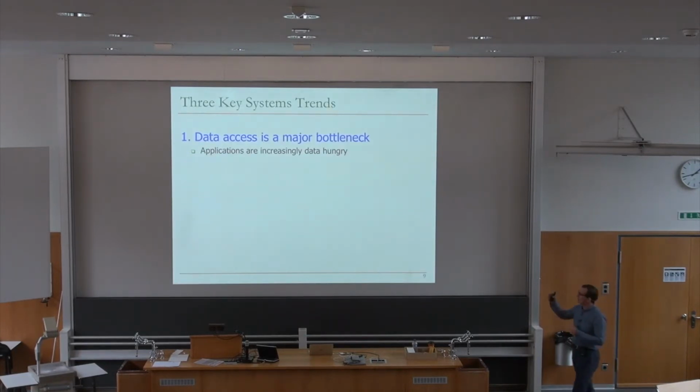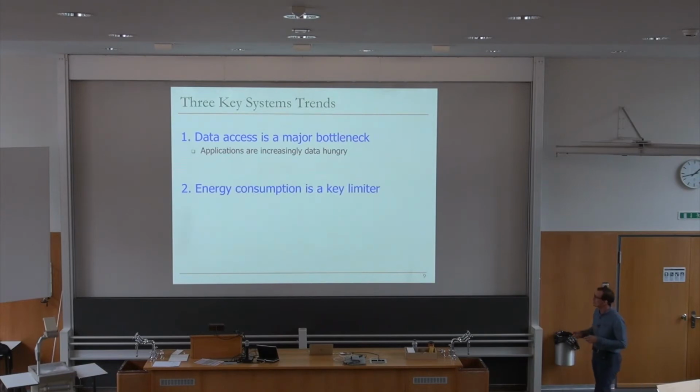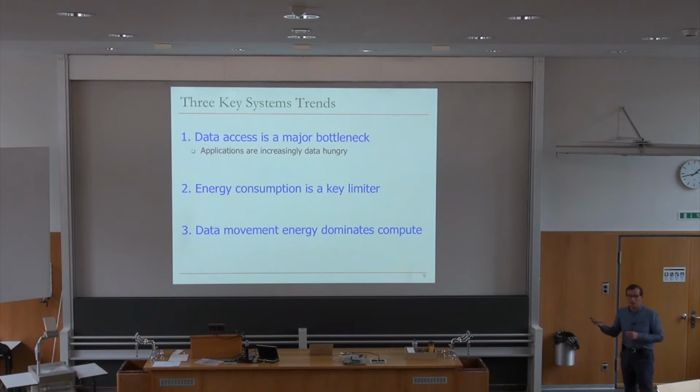So what are these top-down pulls that I mentioned? There are three key system trends which we've discussed actually to some extent before. I'm going to make sure that they're put together right now. Basically, data access today is a huge bottleneck. Applications are increasingly data hungry, and I'm going to give you examples of this. We've already given some examples. Energy consumption is a key limiter today, and data movement energy dominates computation today. So these are actually becoming even more constraining. And this is especially true for off-chip to on-chip movement.